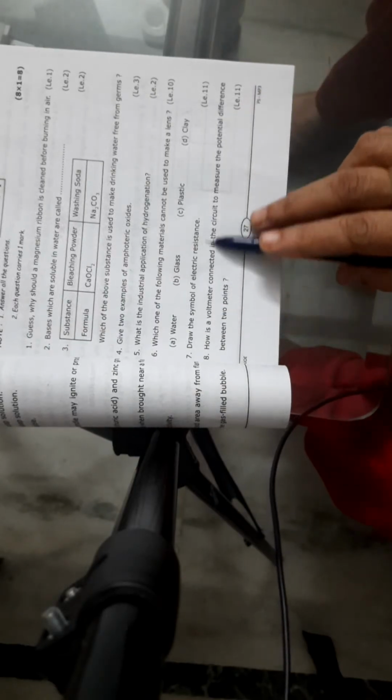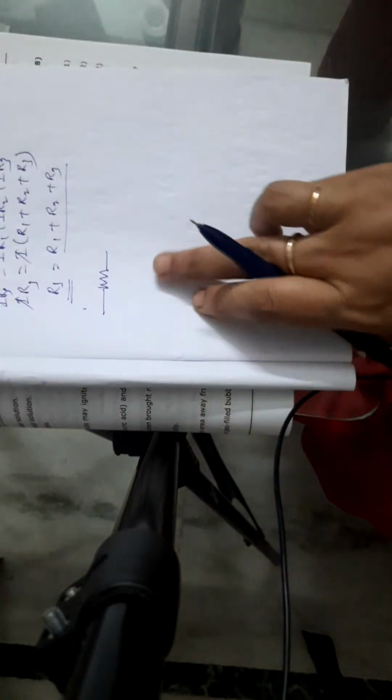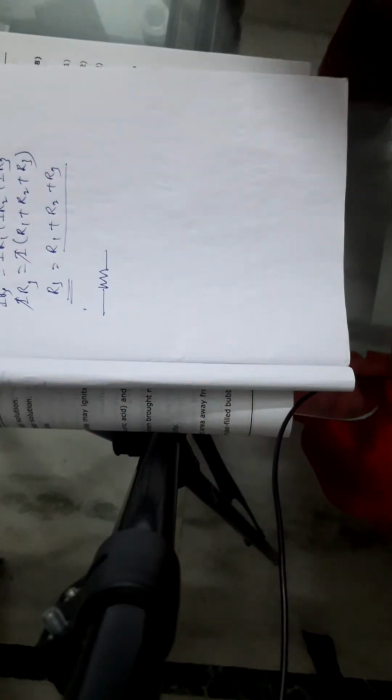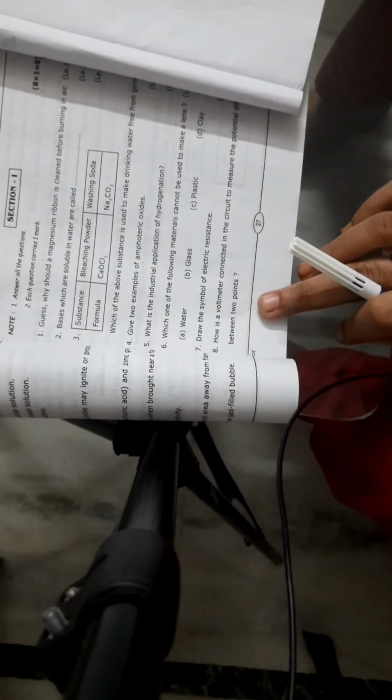Draw the symbol of electric resistance. So how will we draw it for electric resistance? So this is the electric resistance symbol. This will be the answer. Now the next question: how is a voltmeter connected in the circuit to measure the potential difference between two points? A simple question. It is connected in parallel. So here we are getting a total of three questions. The first one.